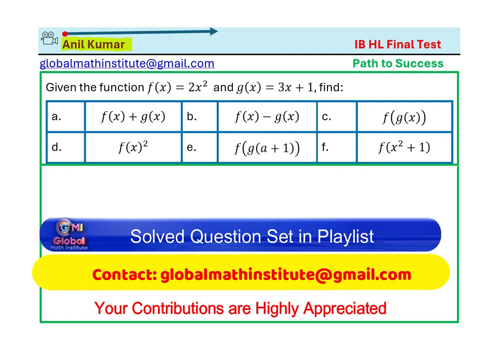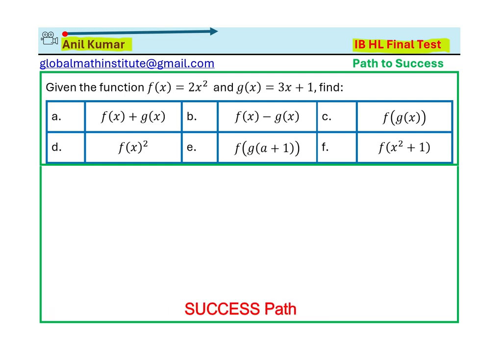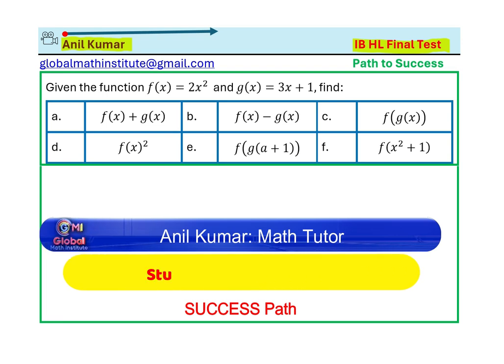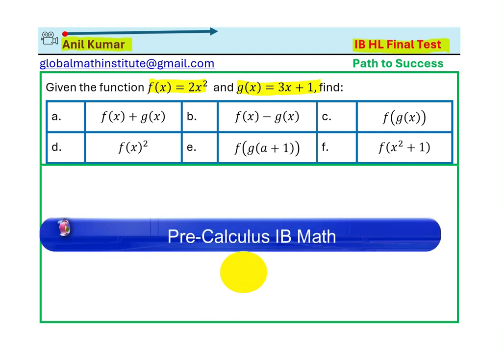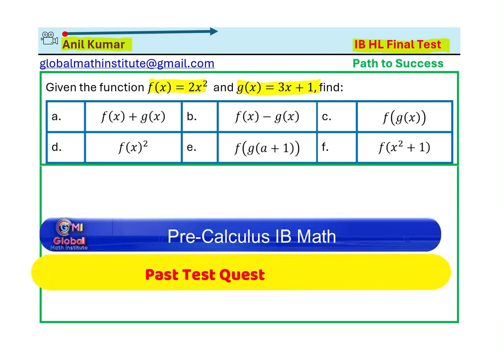Here is a wonderful question which can be part of IBHL final test paper. The question is provided by one of our subscribers. We are given a function f of x equals 2x squared and g of x equals 3x plus 1. We need to find all this. So it's a combination of a quadratic and a linear function. So when you combine them, you get what? You get a quadratic function, right? So that's what we will see now, doing one part after the other.